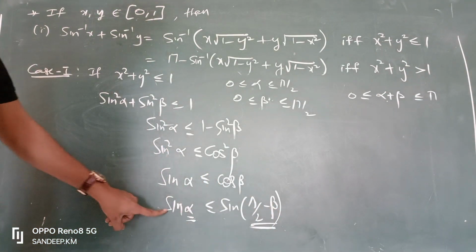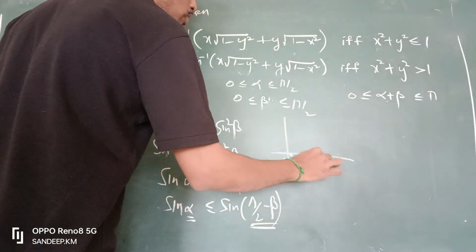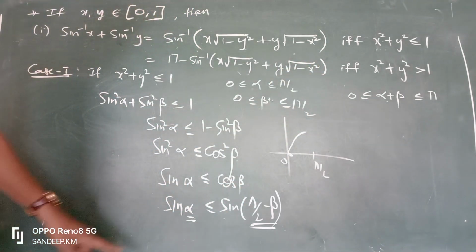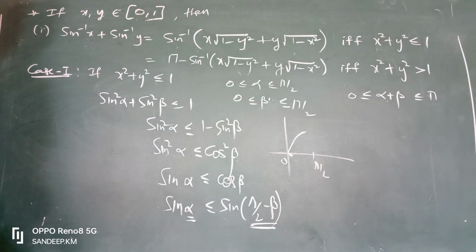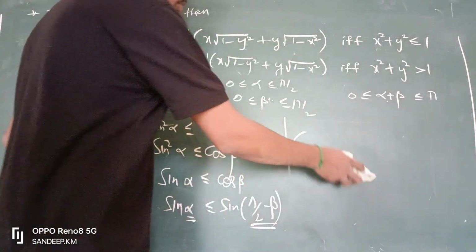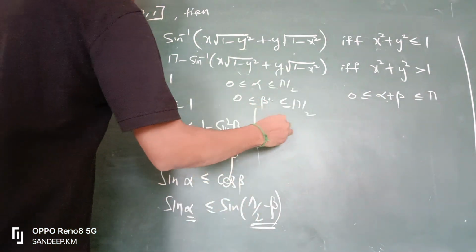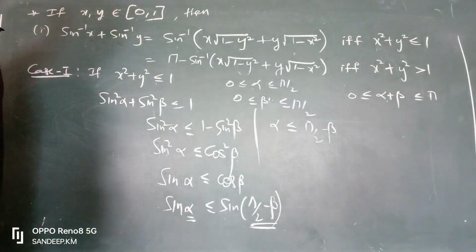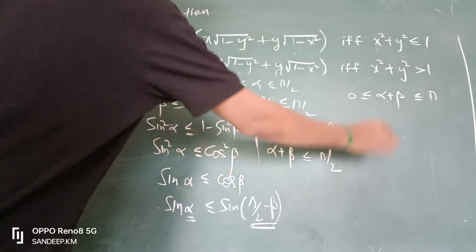In the first quadrant, sine is an increasing function. If you have seen the graph of sine between 0 and pi by 2, sine is an increasing function. So if sine is an increasing function, I can ignore sine on both sides, and I can say that alpha is less than or equal to 90 minus beta. And take minus beta to the left side, alpha plus beta is less than or equal to 90.